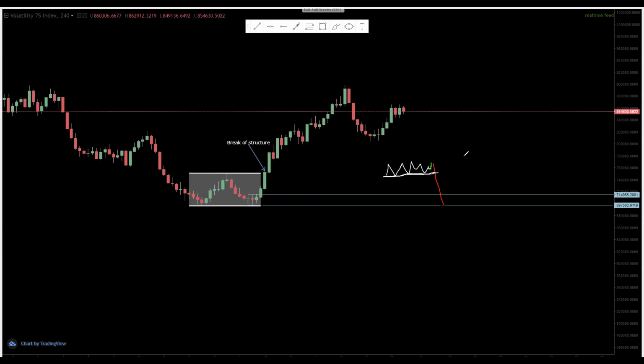But there are also situations where this is the ranging market structure, and yet we see the market forming another last green candle, and then the market drops like this, but it has not broken below the structure. This is not an order block. So a real order block must break the market structure thoroughly, like it did here.